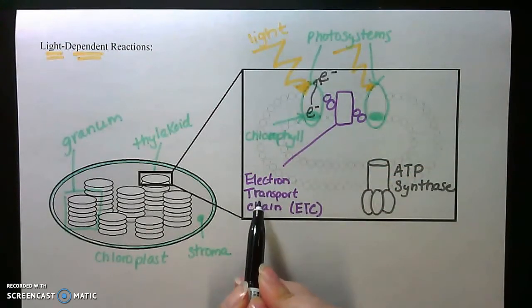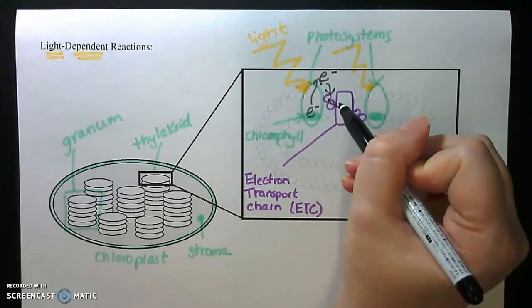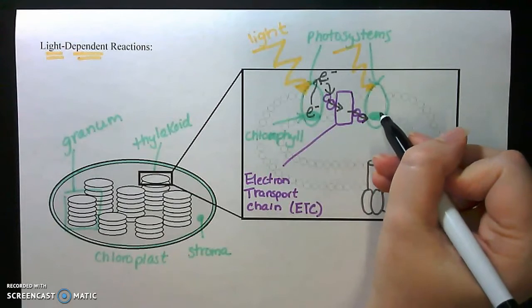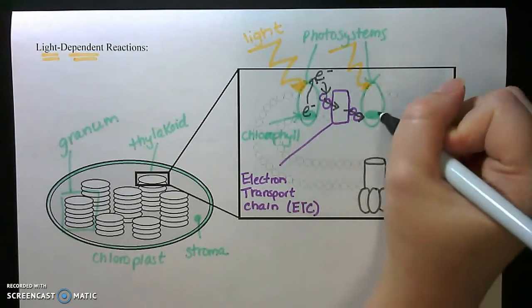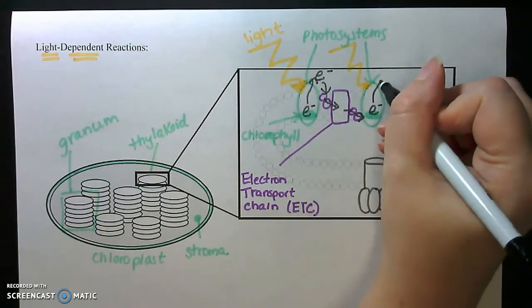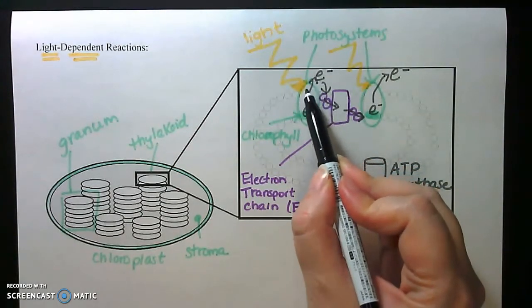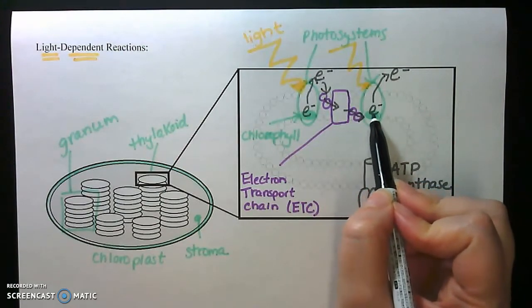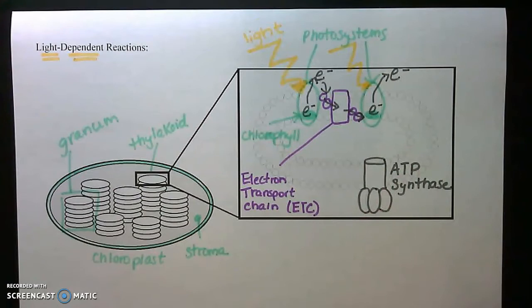Notice that this is the electron transport chain. It is going to be passed from one molecule to the next all the way through this electron transport chain until it ends up down here. Now remember, this is another molecule of chlorophyll. Light is also hitting this photosystem, so its electron also gets excited. So the electron from the first photosystem is being transferred through the electron transport chain and is replacing this electron that is being excited in the other photosystem. So that was the first thing that light does.